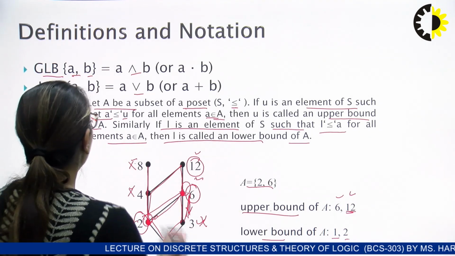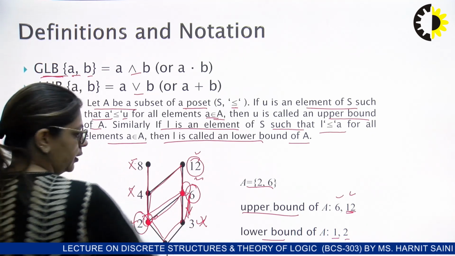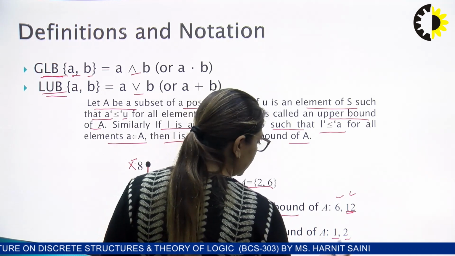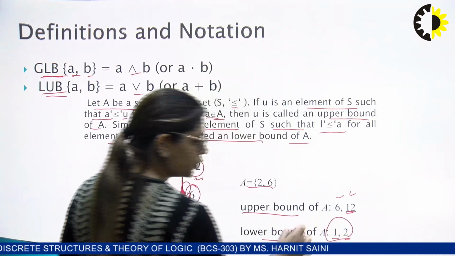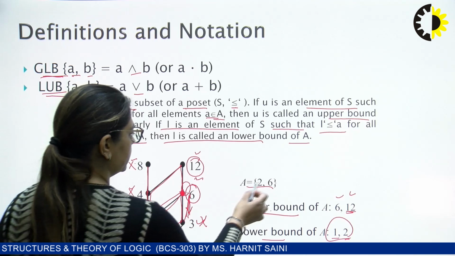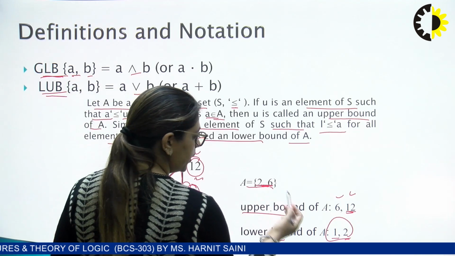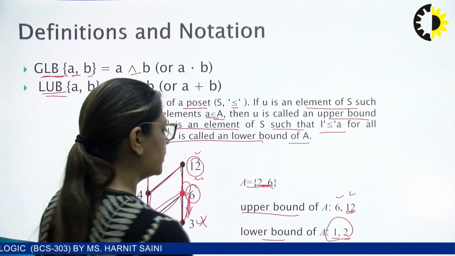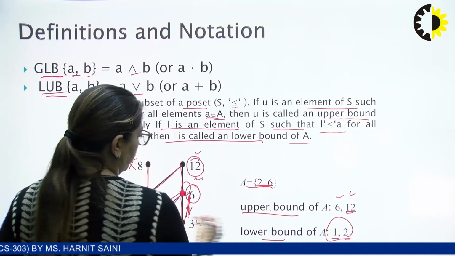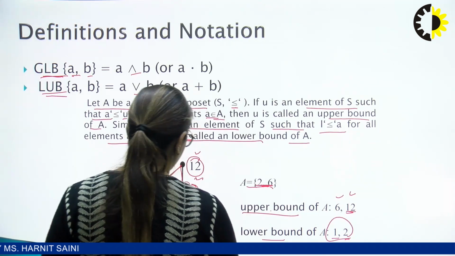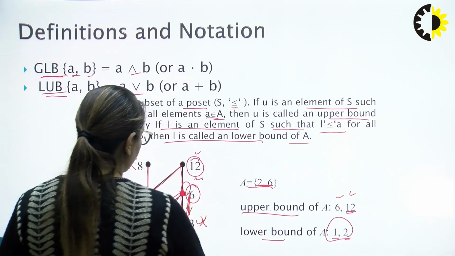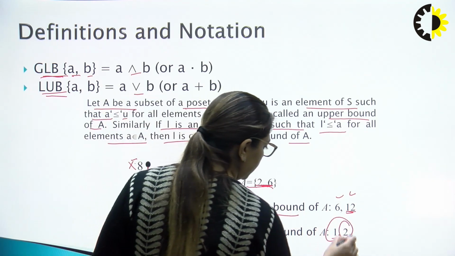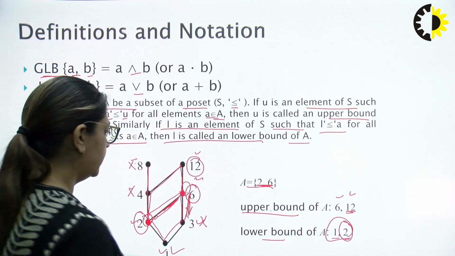Now we were talking about GLB and LUB, right? Greatest lower bound means the one nearest to the two numbers from the downside, and the greatest of those is the greatest lower bound. So if we look at this diagram, with 2 and 6, 2 is the nearest to them, so 2 will be the greatest lower bound in this case.